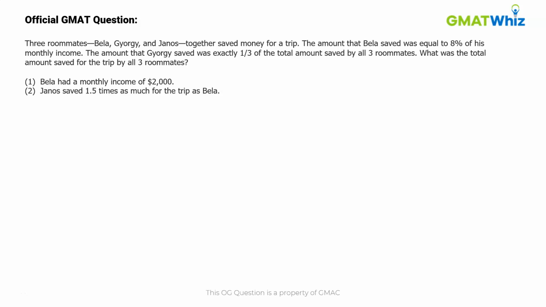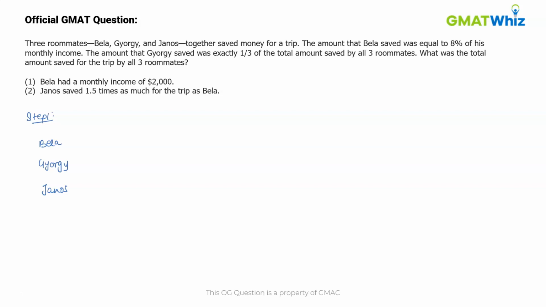Now in this question we are given that there are 3 roommates. Let's write that down first. So the roommates are Bela, Gyorgy and Janos. And it is given that they together saved money for a trip.